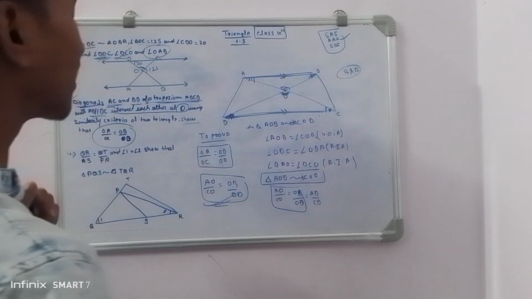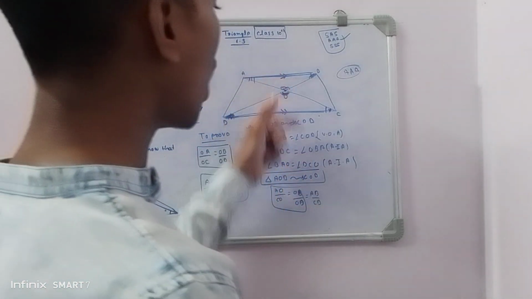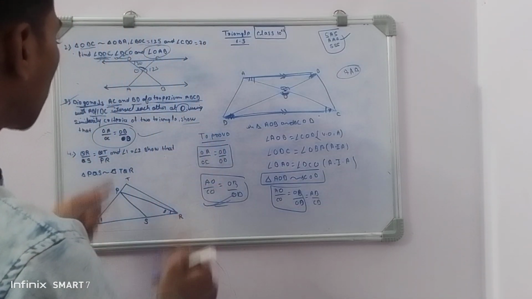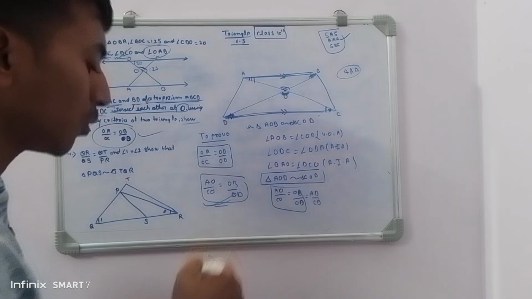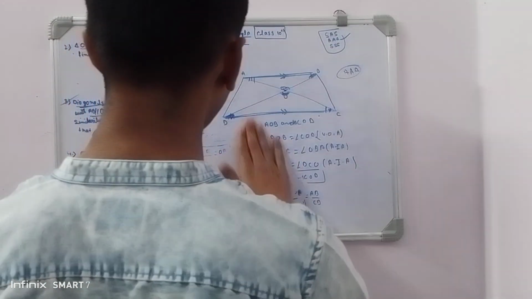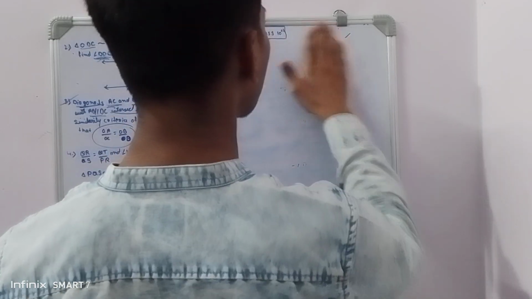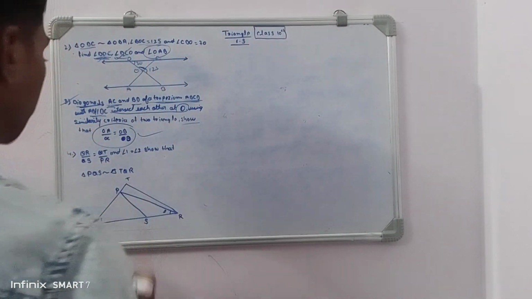So you are able to understand how we have to use the concept of similarity, and now we get the answer that we had to prove. I think you got it, and this is a very easy and very interesting question. And now solving the third question.